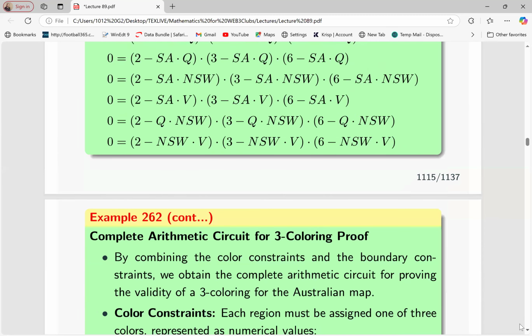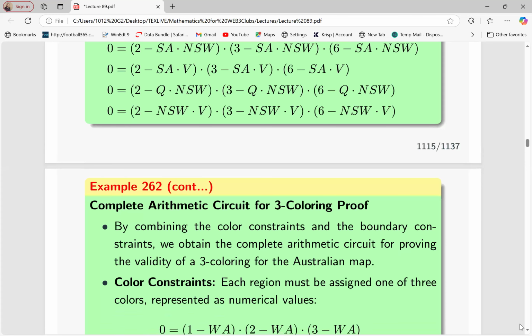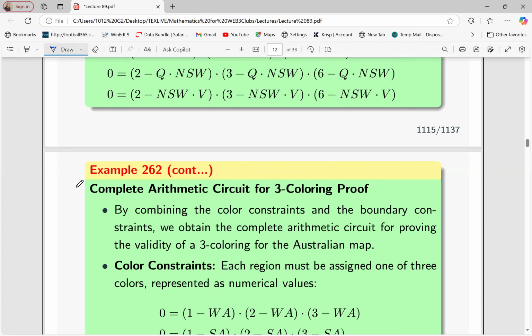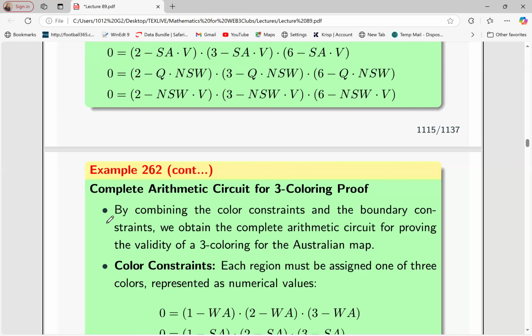Now, let's go through this, and then we'll look at that example, how we will ultimately shade or color those regions. We had two constraints. The first constraint we call the coloring constraint, the one that gives colors. And the equation was 0 equals (1 minus t) multiplied by (2 minus t) multiplied by (3 minus t), where t is the territory.